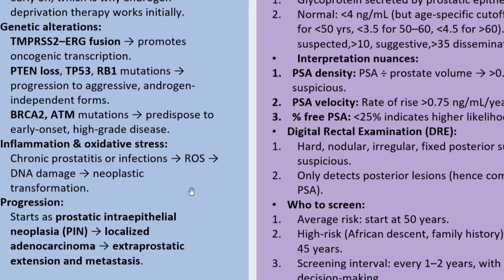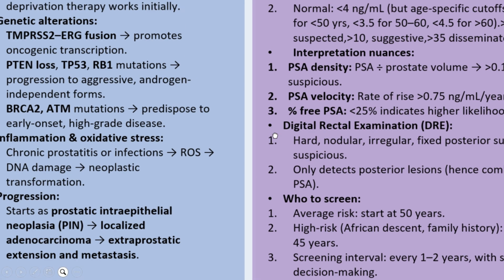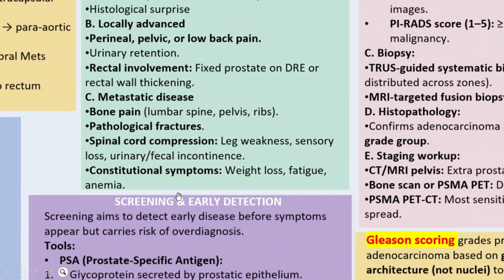Then the progression, it's going to start as prostatic intraepithelial neoplasia, which is localized. Then we have the localized adenocarcinoma. That means you have breached the basement membrane. Wherever we have an intraepithelial neoplasia, it means we have not yet exceeded the basement membrane. Then we have the extraprostatic extensions and metastasis when we leave the capsule of the prostate.